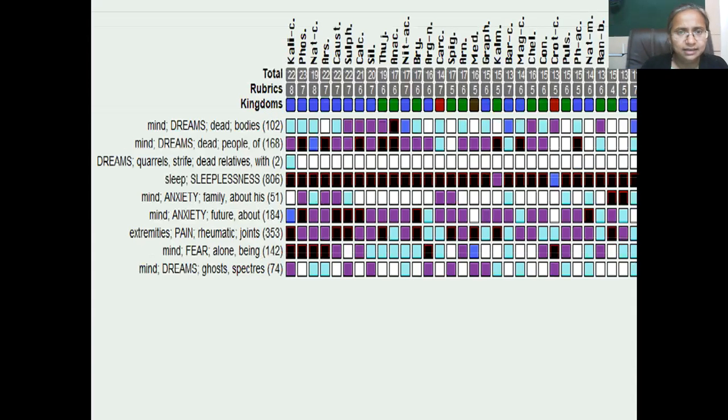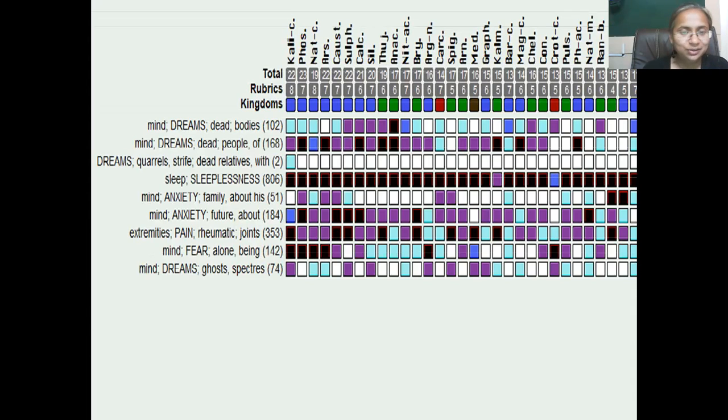And again, I did a broad repertorization of her mental symptoms, because the mental symptoms were really pronounced and very peculiar. So I took mind, dreams, dead bodies of, dreams of dead people. And this is a very, very important rubric. I learned this rubric only through this case. I didn't know about this earlier. So dreams, quarrels, strife, dead relatives with.